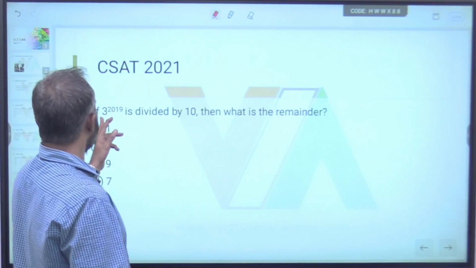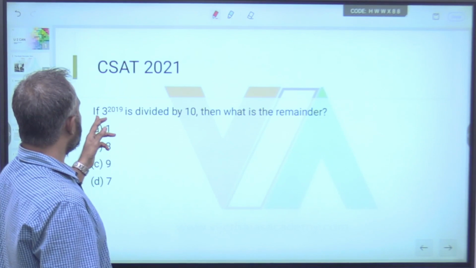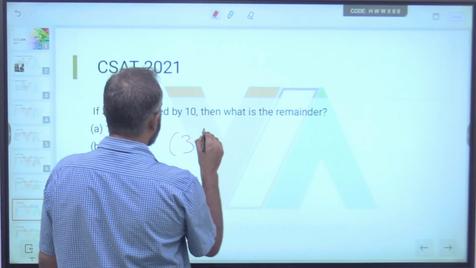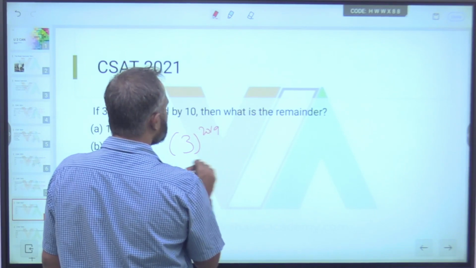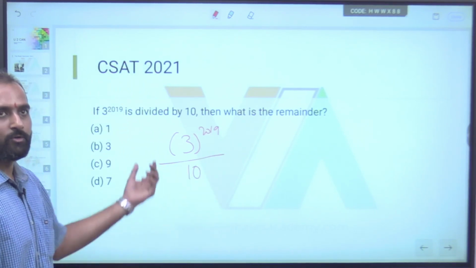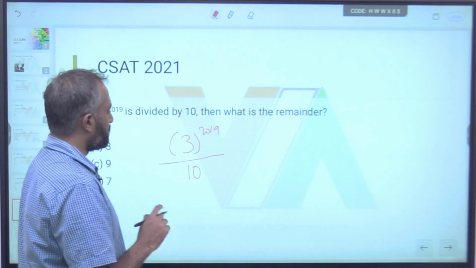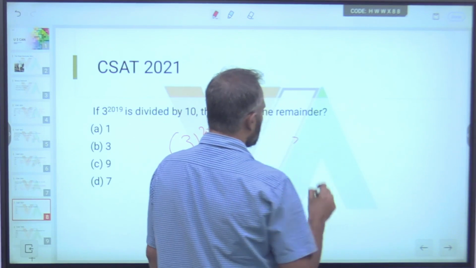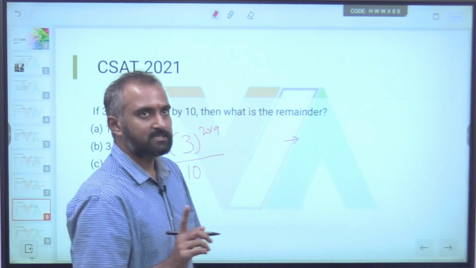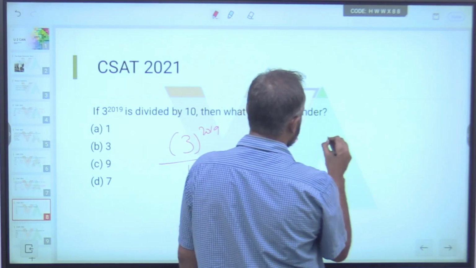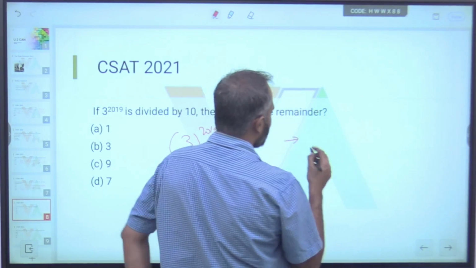Next, if 3 to the power of 2019 is divided by 10, what is the remainder? How do you solve this? I always told you, remainder is the distance from the nearest multiple. Let me explain the concept here.